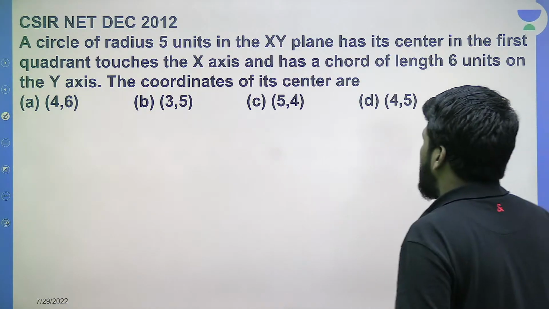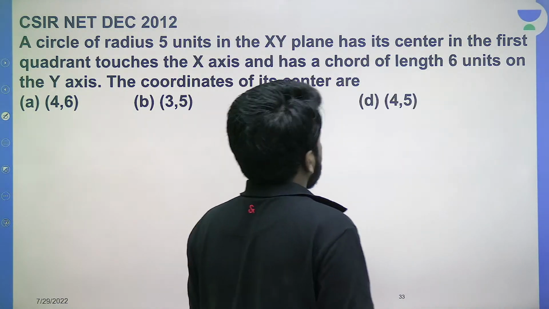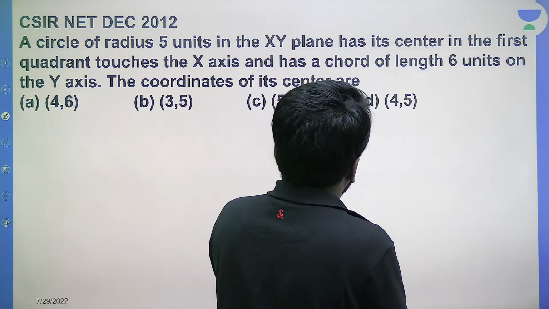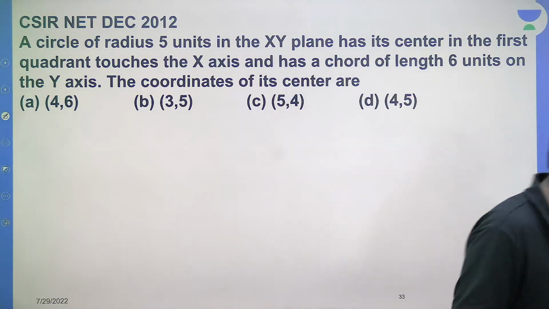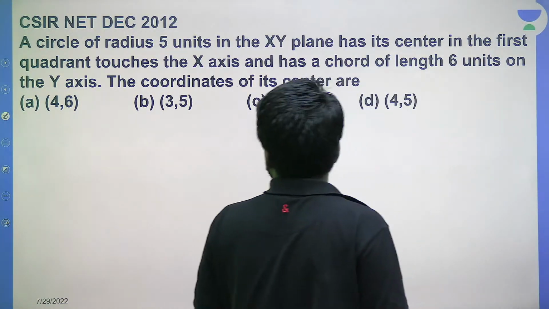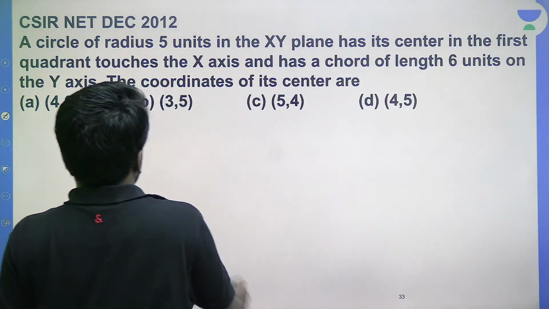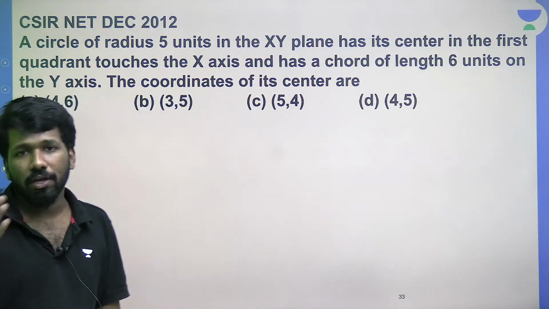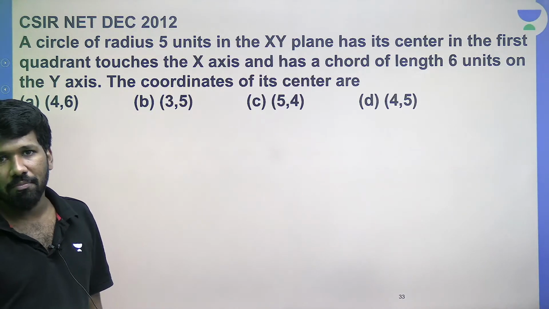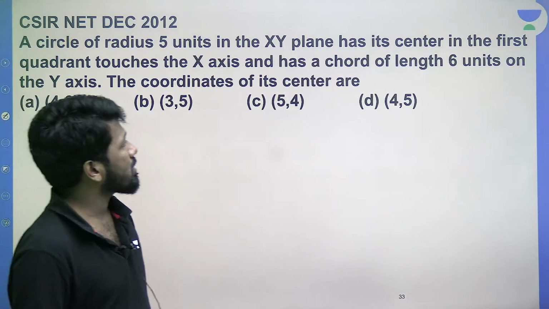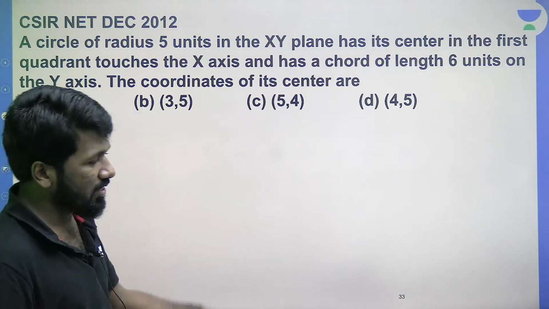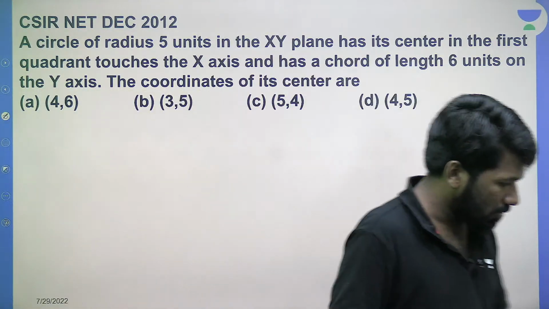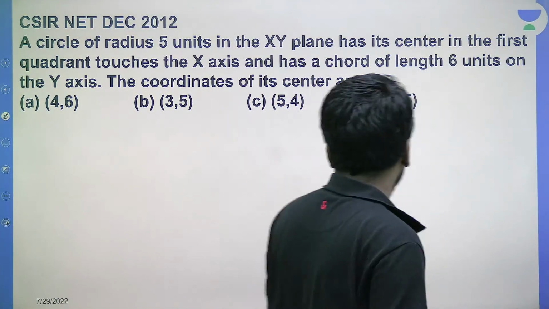The circle of radius 5 units in the XY plane has its center in the first quadrant. First quadrant, both are positive, right? So coordinates of the center, if there was any answer option which has a negative x or y coordinate, that could have been eliminated because the center is in the first quadrant. But unfortunately, there is no such option. That is why we cannot eliminate any options as of now.